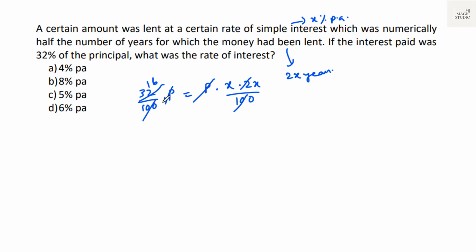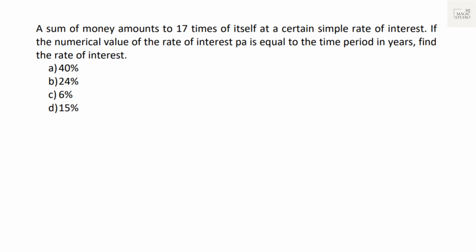100 gone, 2 into 16, x square is 16, the value of x is 4. What is the rate of interest? The rate of interest is x% per annum, that is 4% per annum. Option A is the pick. Next one on your screen, give it a try.